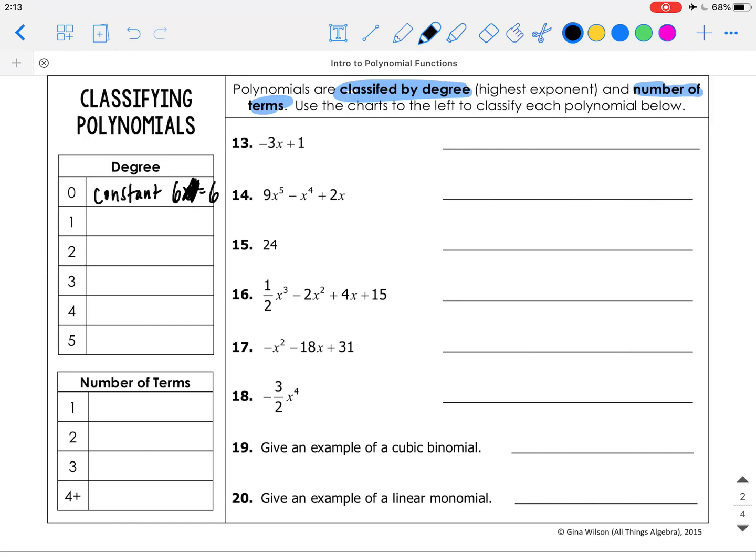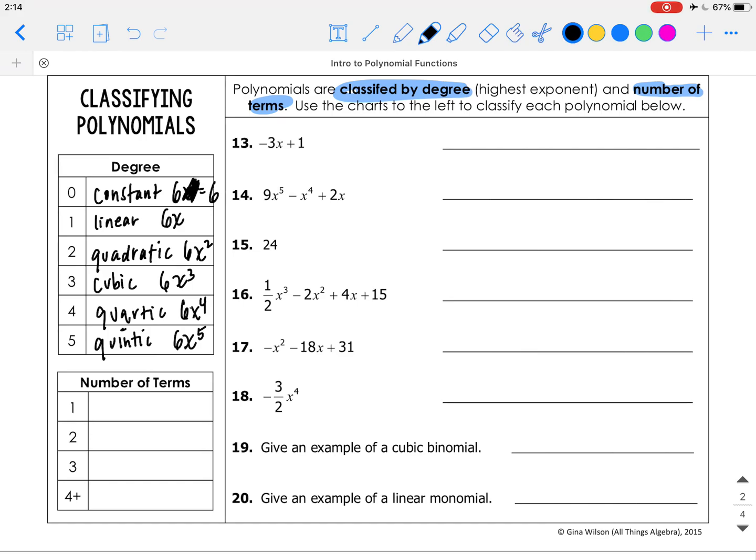A degree of 1 would be called linear. That would be something like 6x. A degree of 2 would be a quadratic. That would be what we are very used to, right? My x squared. 3 is cubic, so 6x to the third. 4th is quartic, so this is 6x to the fourth. And 5 is quintic, and this would be 6x to the fifth.